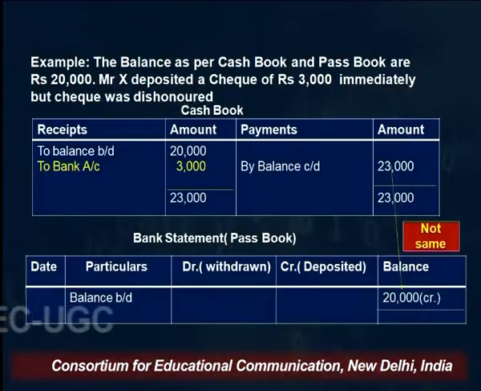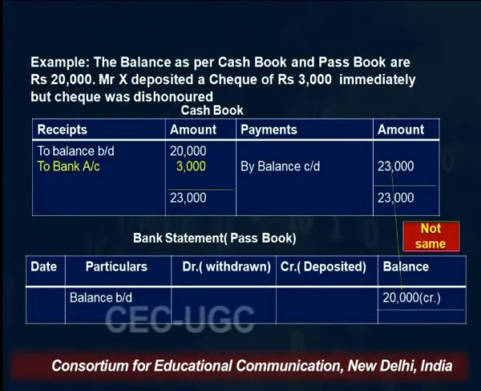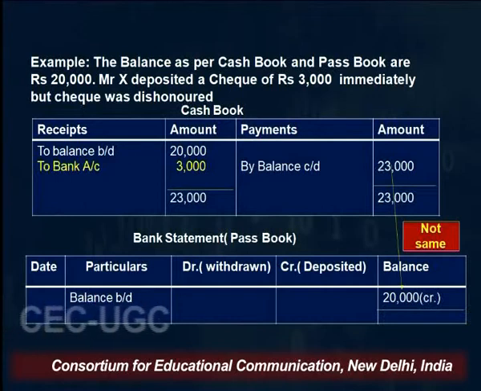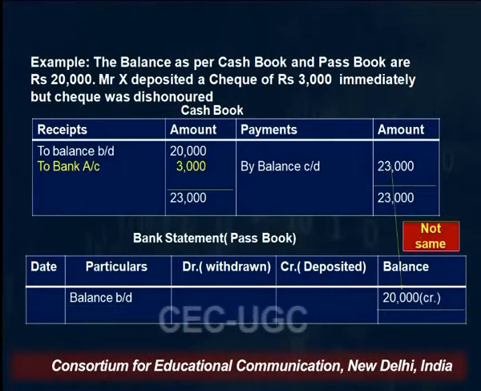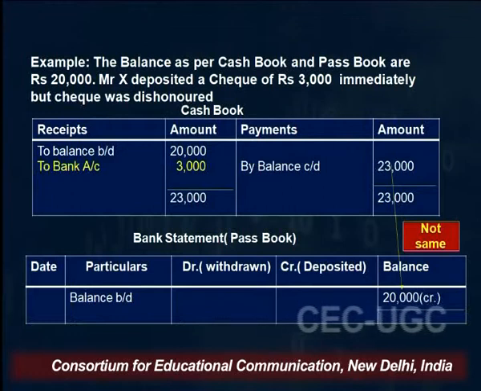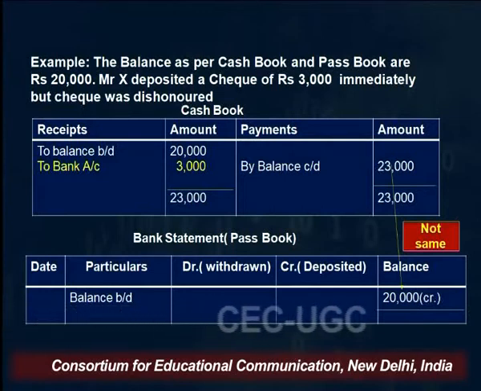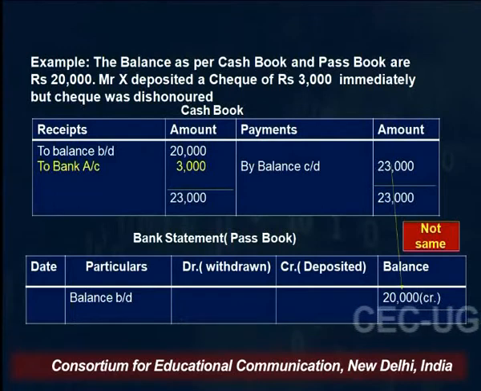So it is shown here that the cash book and passbook balances are given here, that is 20,000, and Mr. X deposited a check of rupees 3,000 immediately, but the check was dishonored. The moment we receive a check from any customer, we have recorded this check on the receipt side of the cash book. As you can see, that check of rupees 3,000 is recorded on the receipt side of the cash book, as we have received this check from our customer.